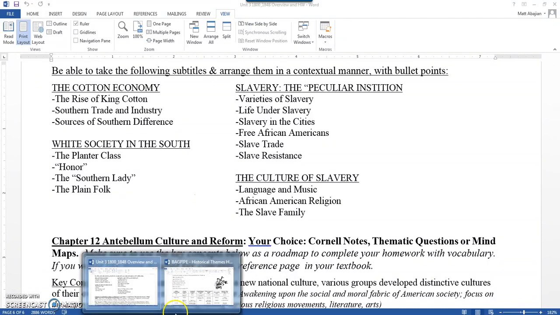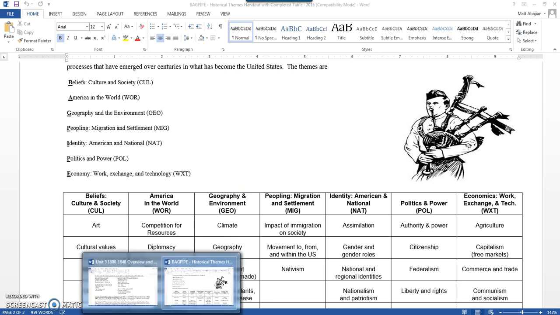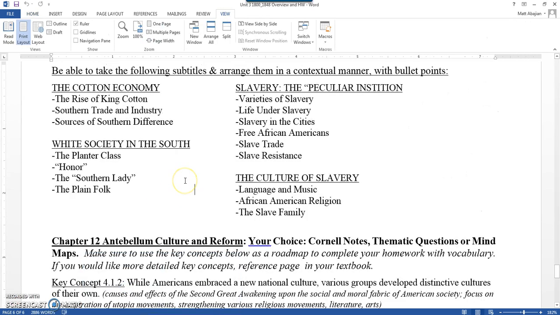Yes, your bagpipe themes that we have introduced since the beginning of the school year. I'm going to ask you to tie these subtitles to the thematic or bagpipe themes throughout the year as a way of organizing the information in a mind map.